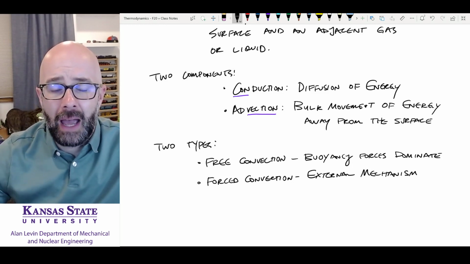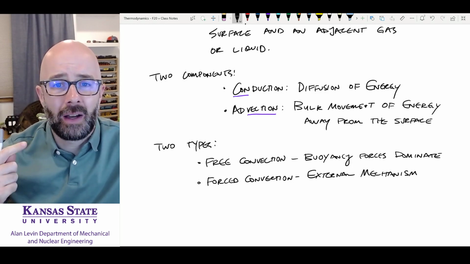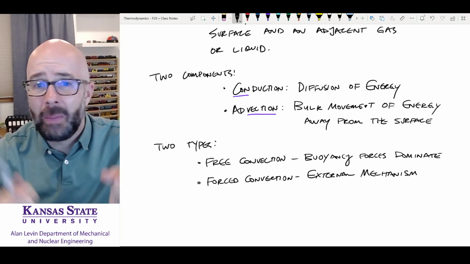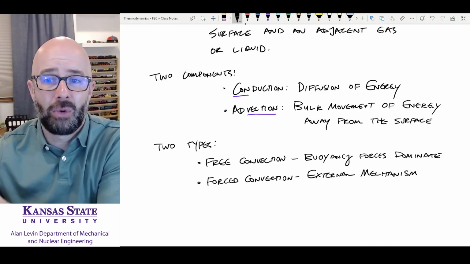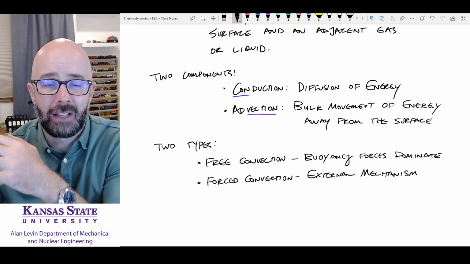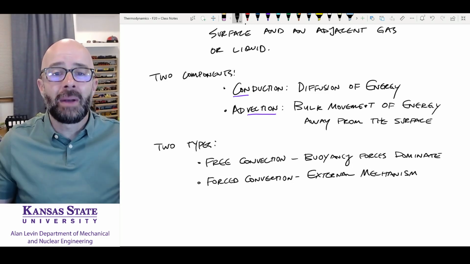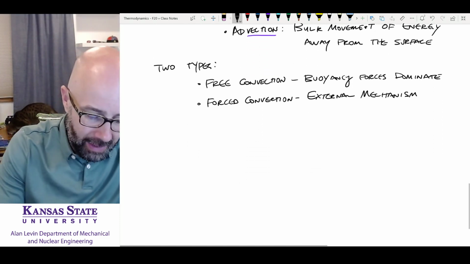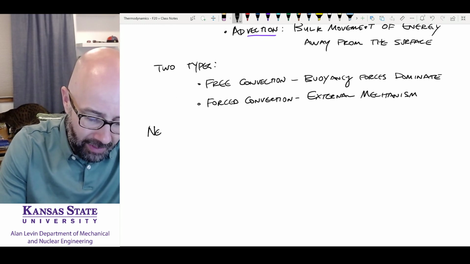Typically one of these two types is going to dominate. You're always going to have a little bit of free in forced convection, and a little bit of forced convection in free convection, but which one is the dominant effect is what we talk about. And the law we're going to be talking about is Newton's law of cooling.